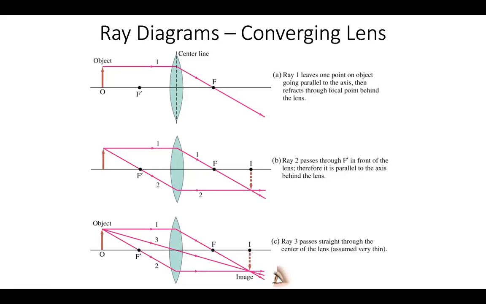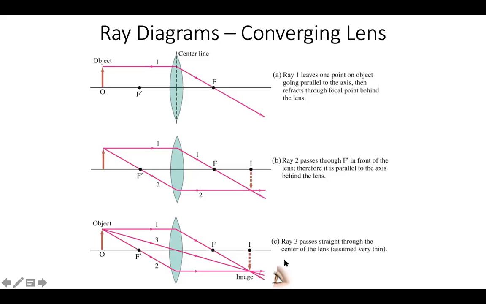So our rules for lenses when we're drawing our ray diagrams are: a ray parallel to the principal axis then bends to the focal point, that is ray 1. Ray 2 goes through the near focal point and then parallel to the principal axis. And again, where the refracted rays intersect is where our image appears.